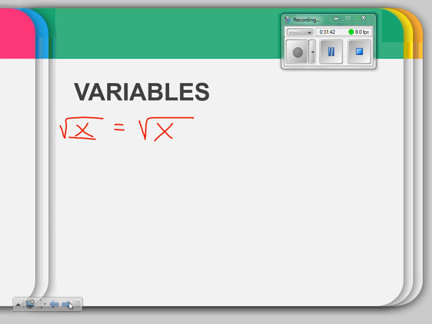Kind of reminds me of the square root of 2. Can you break down 2? No, the square root of 2 stays the square root of 2. You can't do anything with it. Okay?